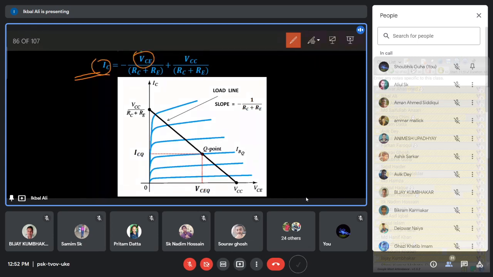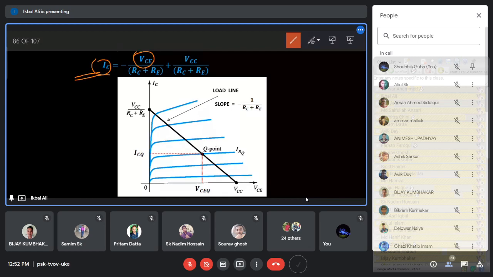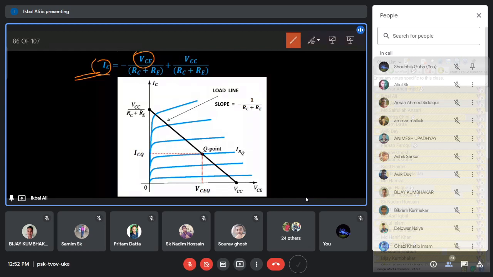To solve these two parameters, you require two equations. One equation is this one, the KVL equation. You require another equation which relates the collector current and the collector emitter voltage. What is that equation? That is the device equation of the transistor. The collector current flows through the transistor between collector and emitter, and a voltage drop is generated across collector and emitter. So you require the transistor device equation.